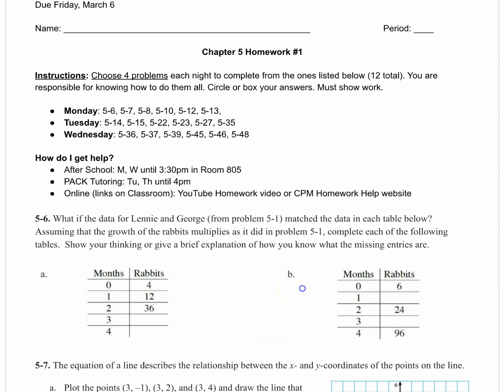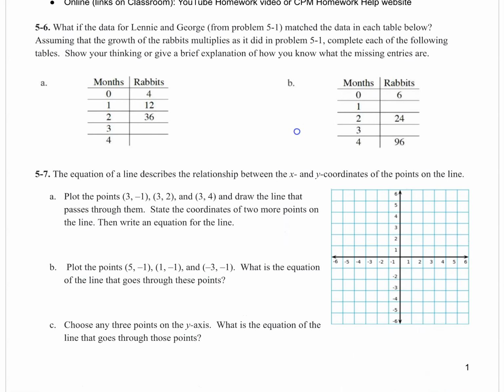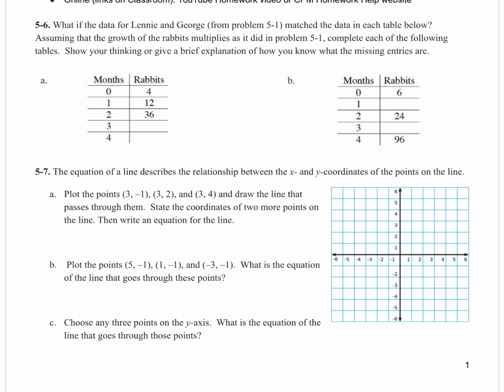Alright, this is Chapter 5, homework number 1, starting with 5-6. What if the data for Linny and George, from this problem in class, match the data in each table below? Assuming that the growth of the rabbits multiplies, as it did in problem 5.1, complete each of the following tables. Show your thinking, or give a brief explanation of how you know what the missing entries are.